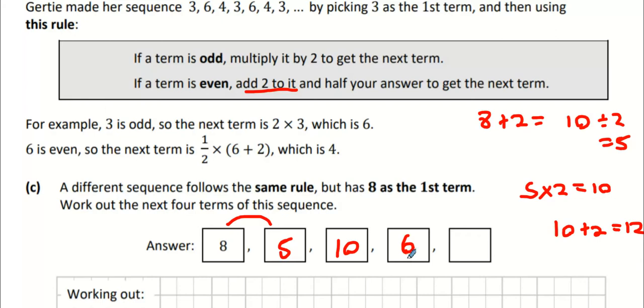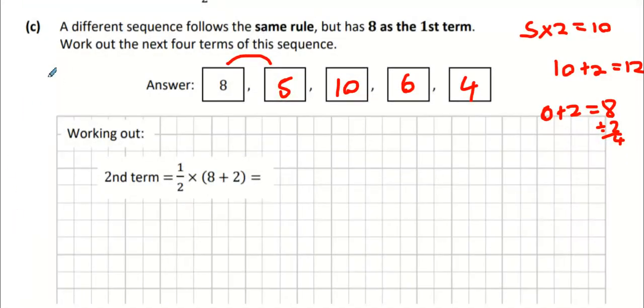6 is also even. So what we're going to do there is we're going to add 2 to 6 to get 8. And then we're going to half our answer. So 8 divided by 2, which is 4. So there's our answers there, 8, 5, 10, 6, and 4. Okay, let's move on.